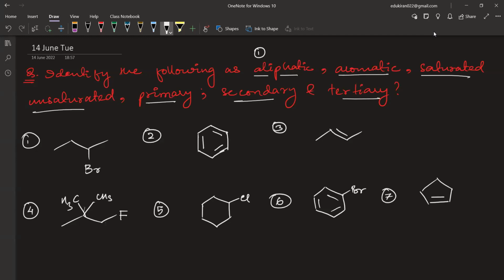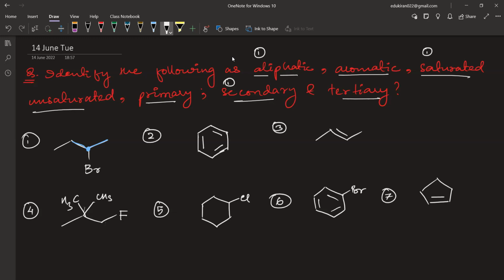Is it saturated? Yes. Very good. It is saturated. Only single bonds. Okay. Unsaturated? No, it is not unsaturated. Primary? Is it primary? No. Which is the carbon? We have to focus on this carbon, right? And this carbon is connected to how many carbons? 2 carbons. That is why it will be secondary. Is that right? Yes or no? Please tell me. Yes, sir. Right. And if it is secondary, it will not be tertiary.